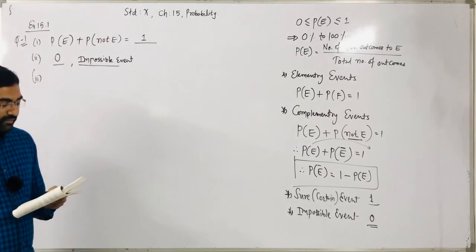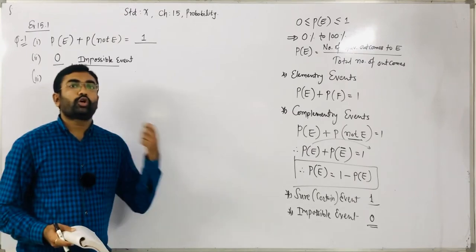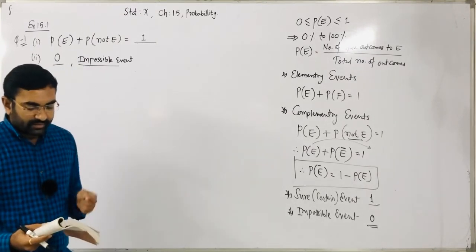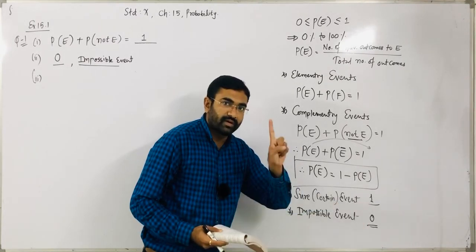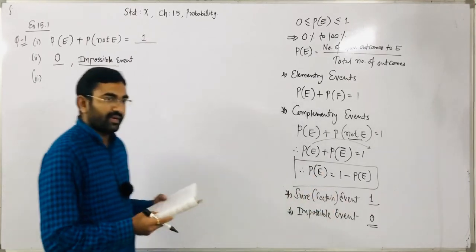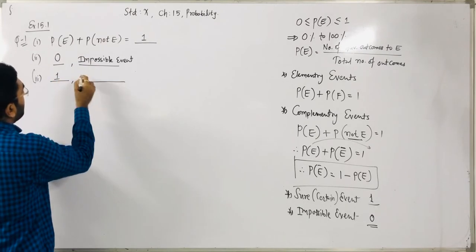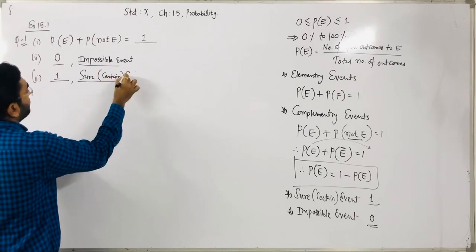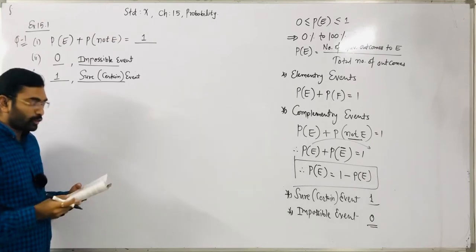Question number 3: the probability of an event that is certain to happen. Certain to happen means it is sure to happen. Its probability is represented by 1 only, and such a type of event is called a sure or certain event. So in question number 3, the first blank answer is 1 and the second blank answer is sure, or certain event.